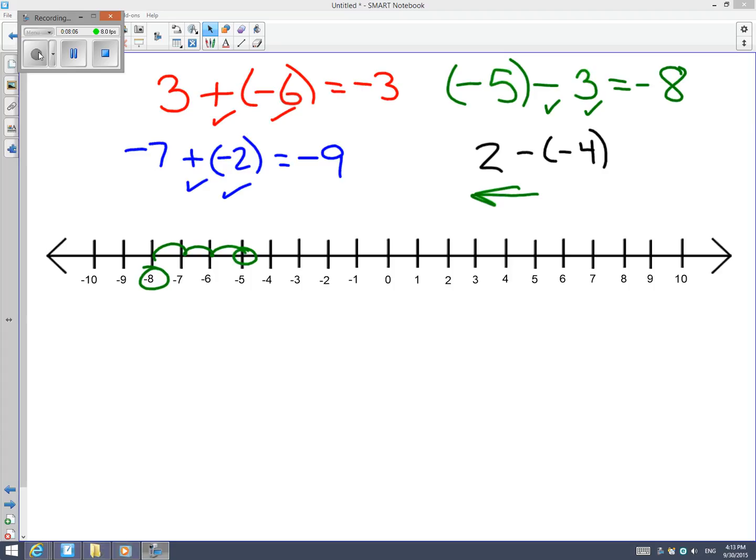And lastly, we're going to do the one here in the black. Let me just erase this piece right here.